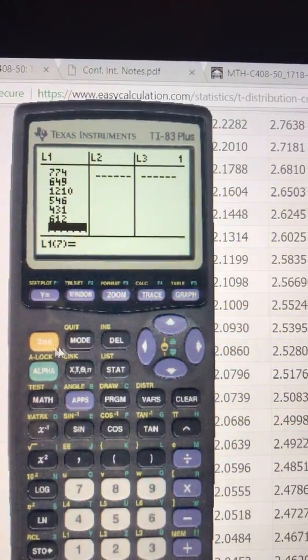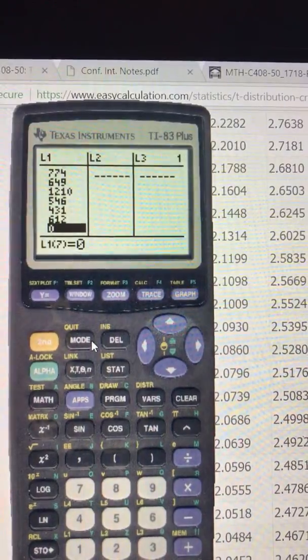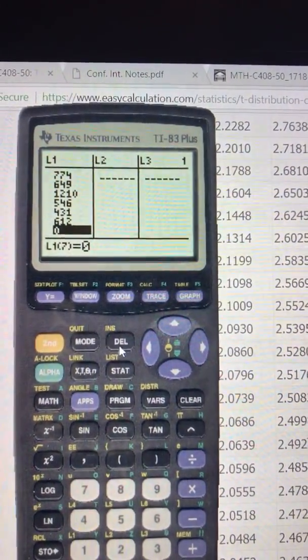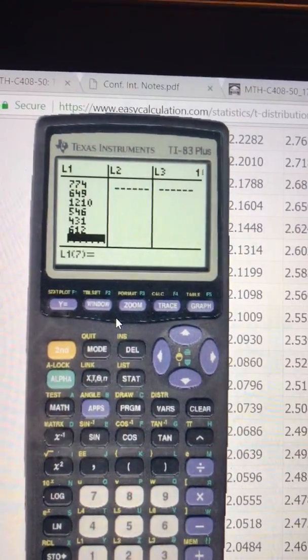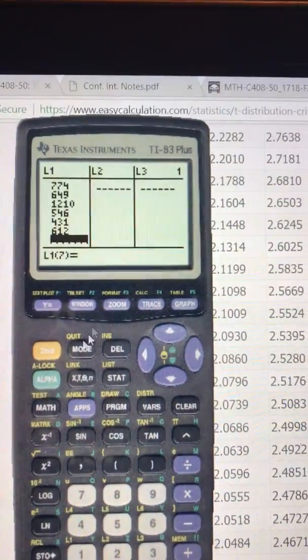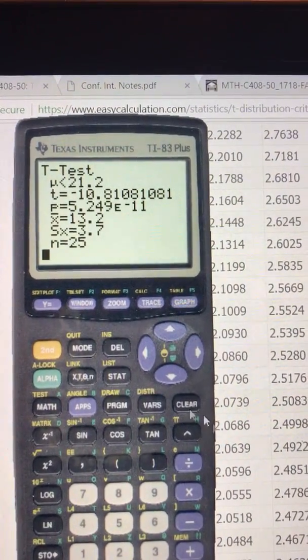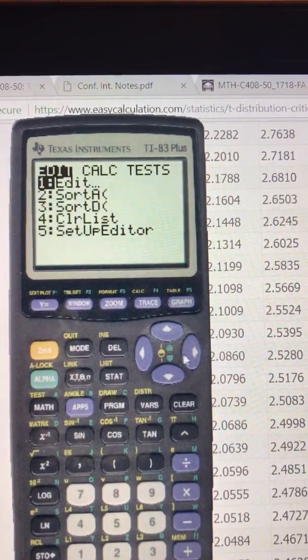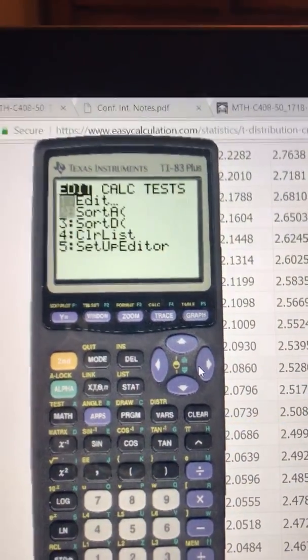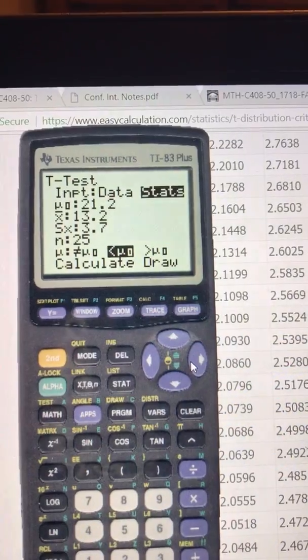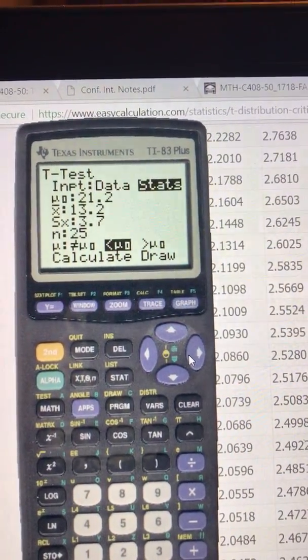And then once you're done with that, get out of there. I hit the wrong button. Let me delete that. Okay. Hit second mode to get out of there. Maybe if I can actually hit the right button. Okay. Go to stat, go to test, do t-test, because we don't know sigma. But we switch our input to data and hit enter.